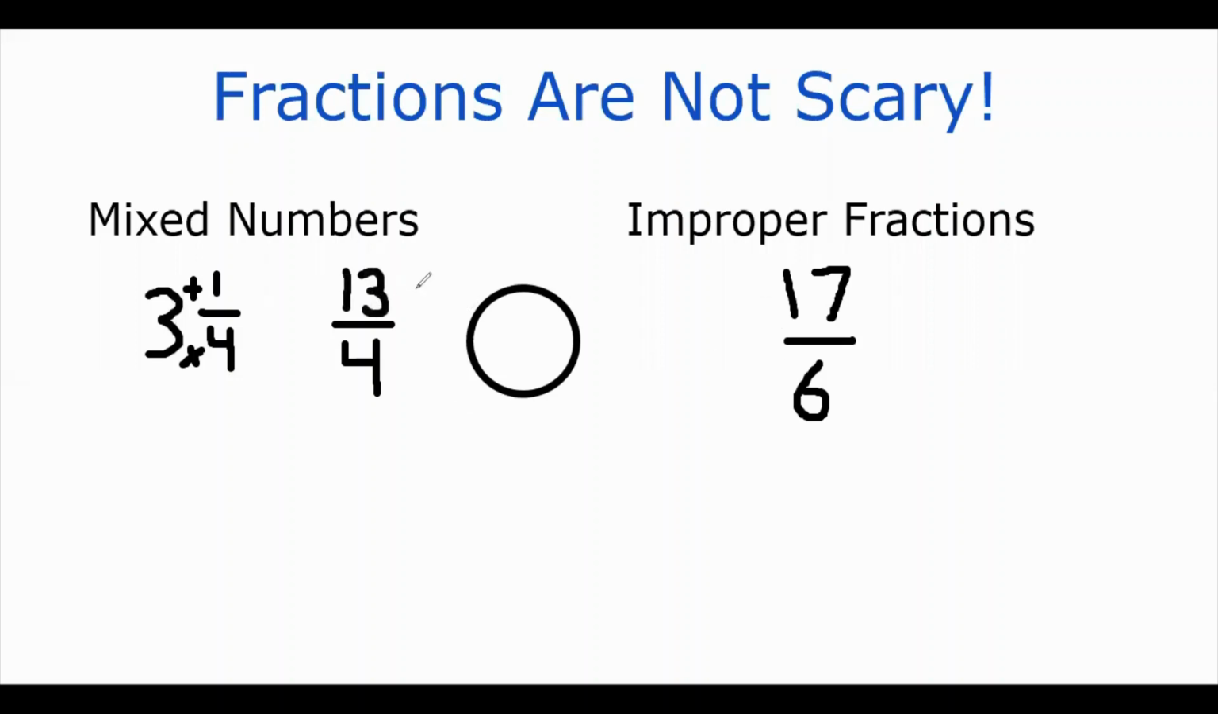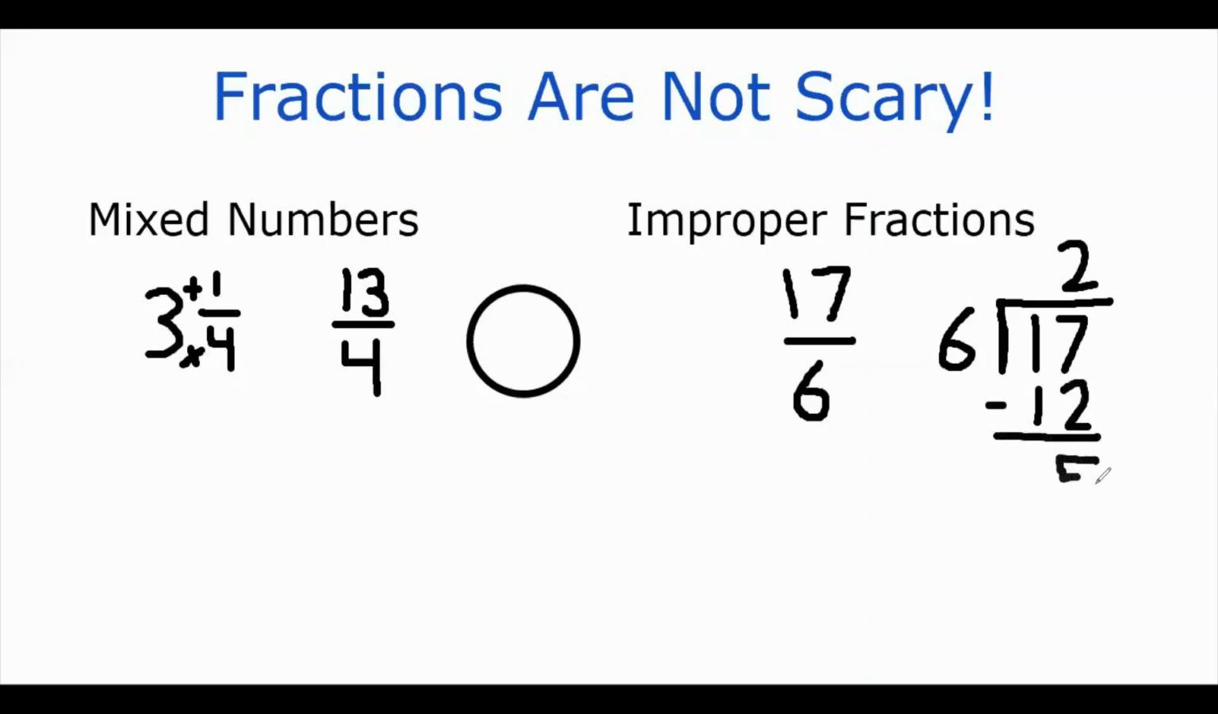And then what we could do at this point if we wanted to compare them as improper fractions is what we did before, find the least common multiple, change the fraction, do your comparison. But another option would be to change this improper fraction into a mixed number. And the way that you do that is by dividing the numerator by the denominator. So 6 can go into 17 2 times. It's going to give me 12. I'll subtract that. And then my remainder is 5.